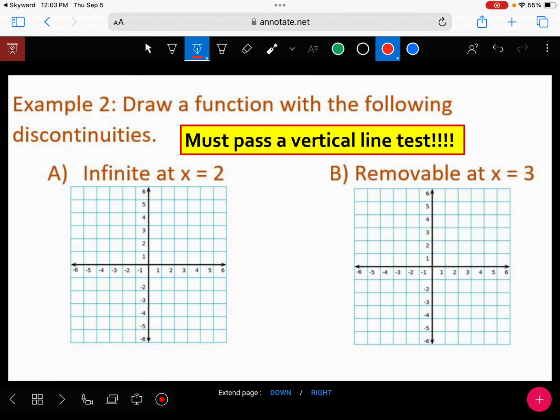So let's work on example 2. We're going to do some practice together. So you would have to draw me an example of an infinite discontinuity at x equals 2. So before you get started, I'm going to show you some examples that I've gotten that are wrong. Okay. So anytime I see infinite, the first thing I'm going to think about is I have a vertical asymptote. So I'm going to draw in a vertical asymptote at x equals 2.